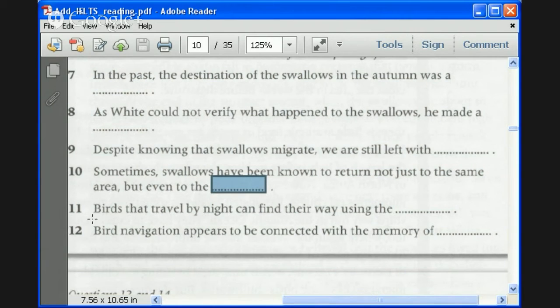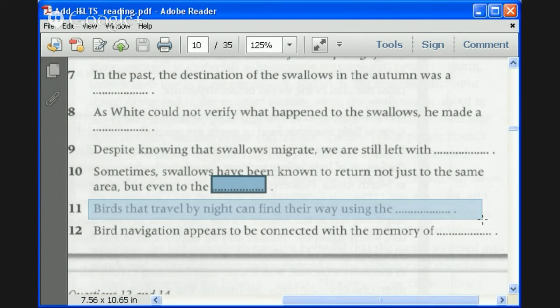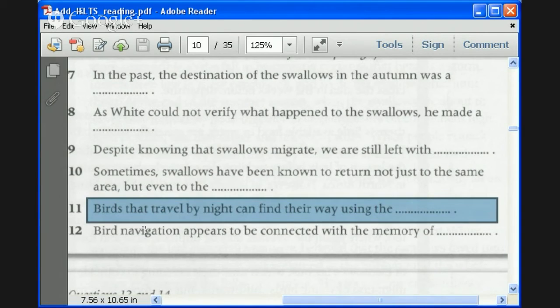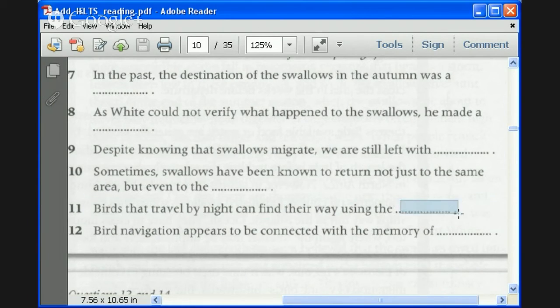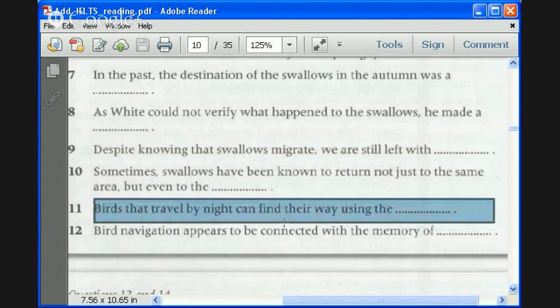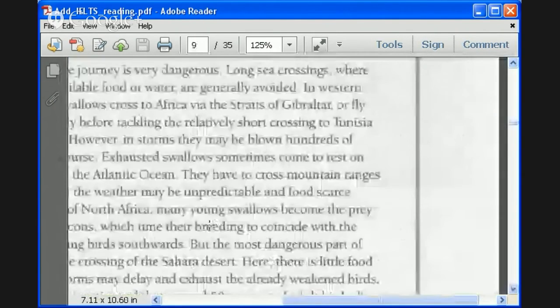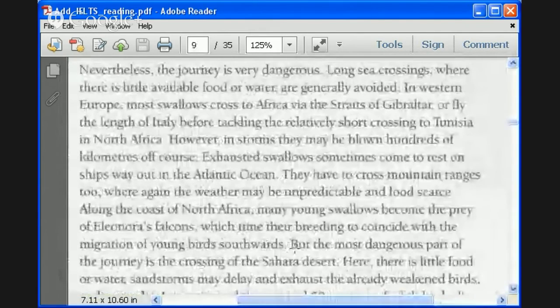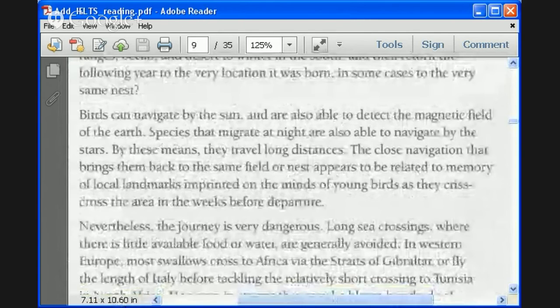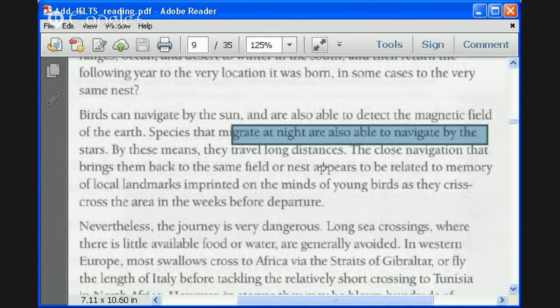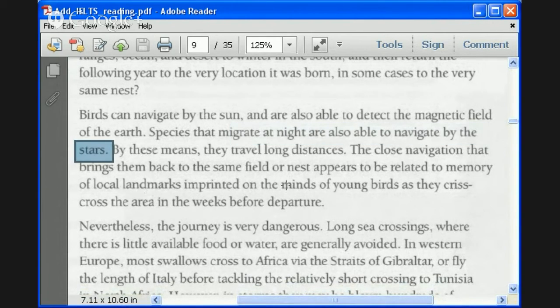Okay. Dean. Birds that travel by night can find their way using the flashlight. No, of course not. Crazy. Birds that travel by night. Do you know where to look for this? No, teacher. I don't know. No idea? No idea. Okay. Well, what are they doing? Stars. Who said that? Stars. Migrate at night, are able to navigate by the stars.